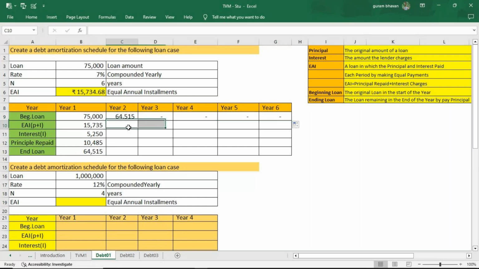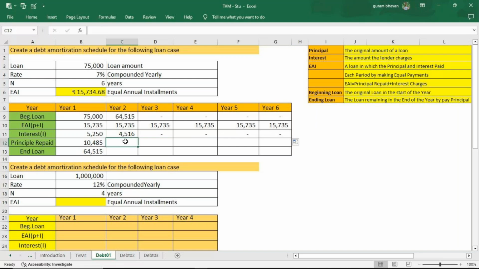Then EAI, so it is equal annual installment, means for all the 6 years the EAI, the installment amount will remain same. So equals, take the previous year value, enter and drag it. This is done. Now interest amount, so I will take the current year's beginning loan into 7%. Enter. So I will drag. So in Excel we need not have to do the calculation again and again. In one cell, if I make the Excel understand what it has to do, then I'll apply the fill handle, it will follow the same.